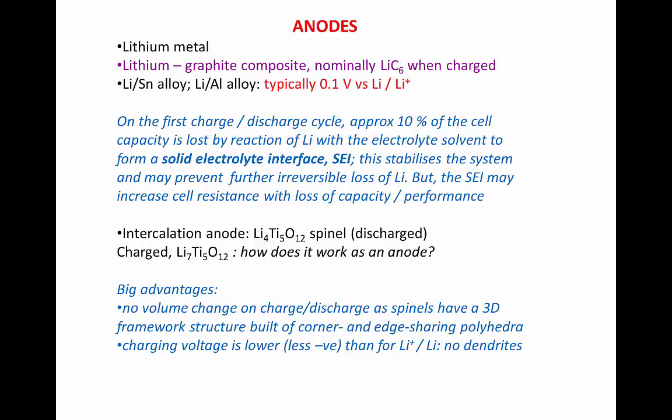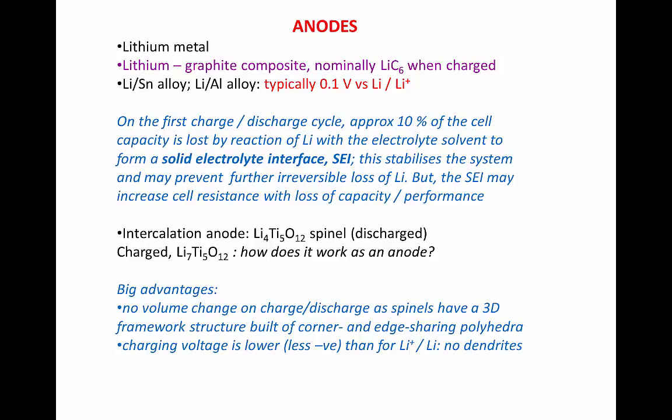So if you go back to the diagram showing the capacities of the various anode and cathode materials, you'll find that this lithium spinel is on the left-hand side, so it's not a high capacity anode, but it has some big advantages. One of which is that it's a 3-dimensional crystal structure. It's not a layered structure, it's a 3-dimensional structure.